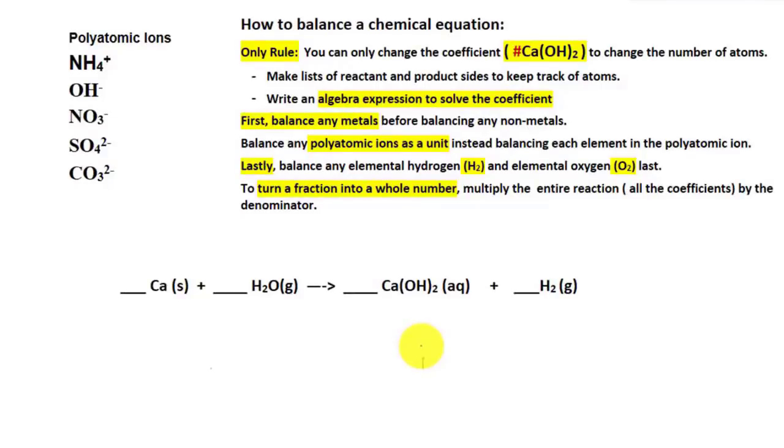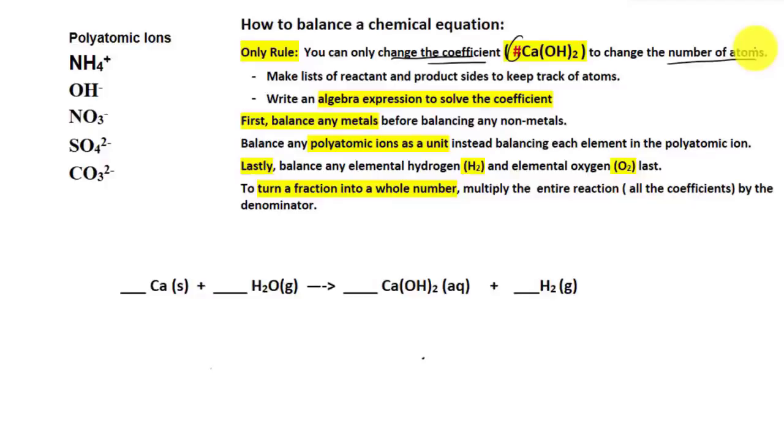Well, there is only one rule when it comes to balancing a chemical equation, and that is you can only change the coefficient, the number in front of the chemical formula. That's the only method you are allowed to use to manipulate the number of atoms on both sides, the product or the reactant.